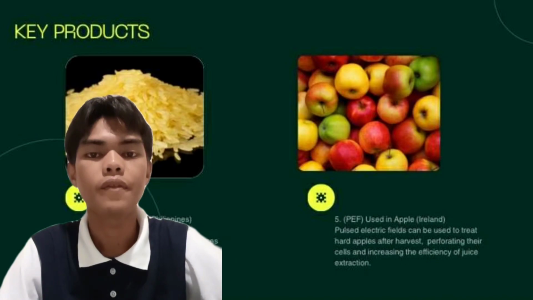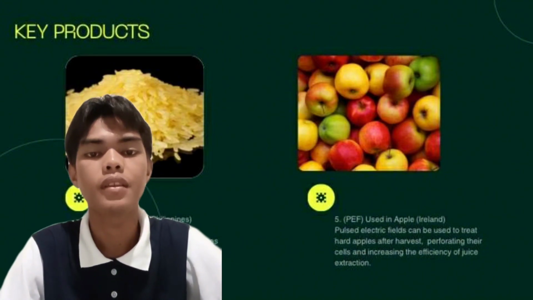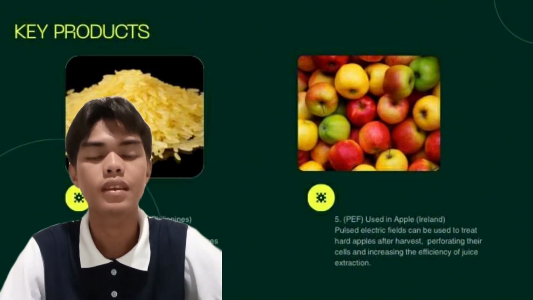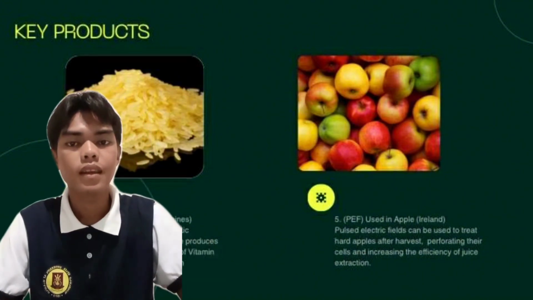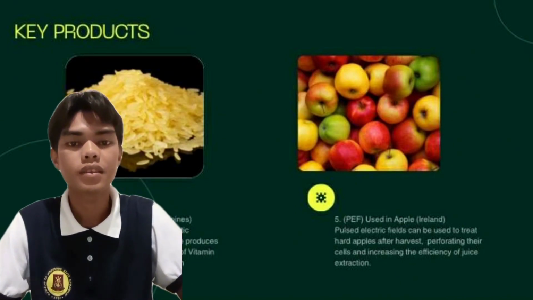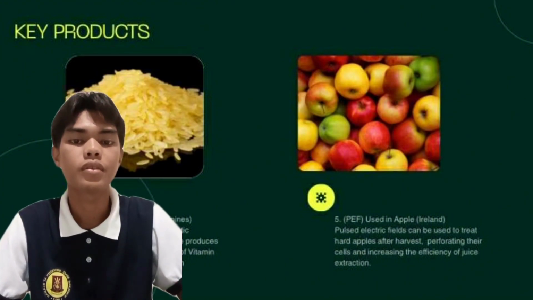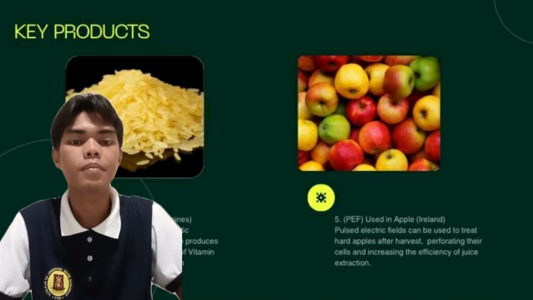Next is the PEF, or pulsed electric fields, used on apples in Ireland. PEF can be used to treat hard apples after harvest, perforating their cells and increasing the efficiency of juice extraction. In Ireland, PEF technology is widely studied and applied in the apple juice industry. Researchers found that PEF increases juice yield, preserves flavor, and extends shelf life without using heat. This makes apple processing more sustainable and energy efficient while keeping the natural quality of the fruit. Irish food companies are now adopting commercial PEF systems to produce premium quality apple juice for export.